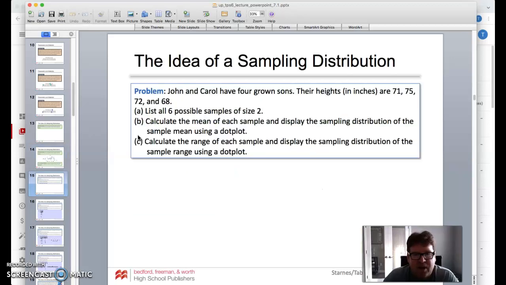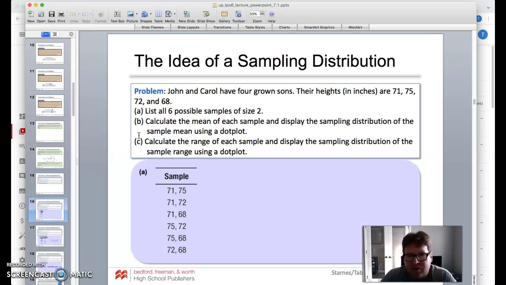All right, so let's see. John and Carol have 4 grown sons. Their heights are 71, 75, 72, and 68. A, we're going to list all 6 possible samples of size 2. We're going to calculate the mean of each sample and display the sampling distribution of the sample mean using a dot plot. And we're going to calculate the range of each sample. So let's list them out here. We could pair 71 and 75, 71 and 72, 71 and 68. We could then do 75 and 72, 75 and 68, and then 72 and 68. Those are all the different combinations of choosing 2 out of that, and so there's 6 possible.